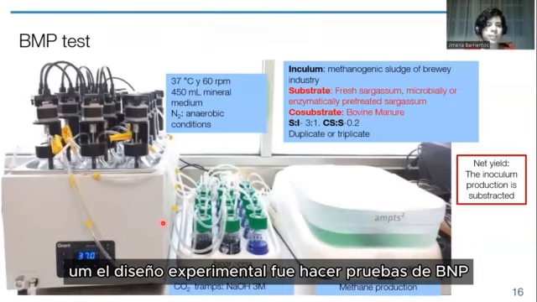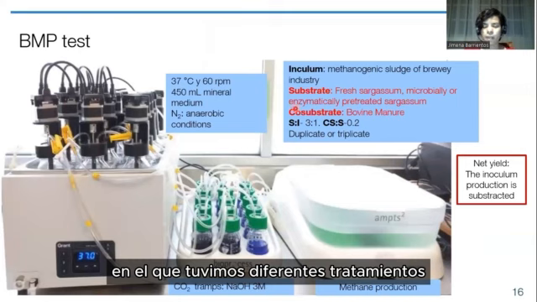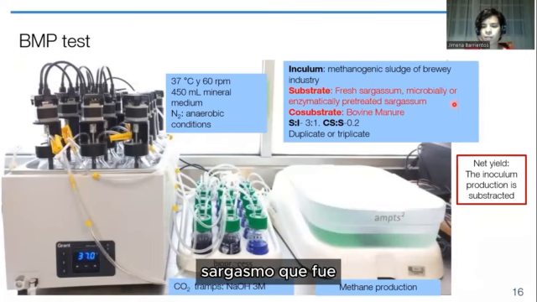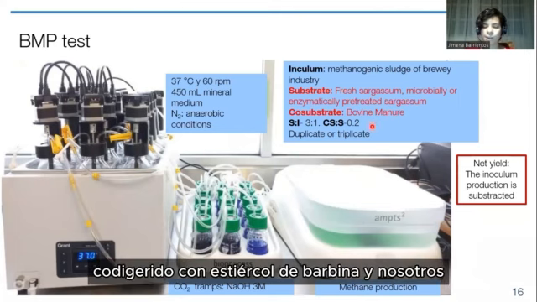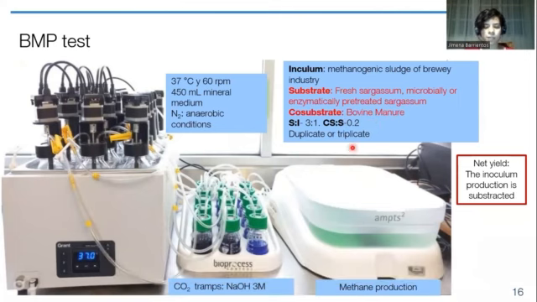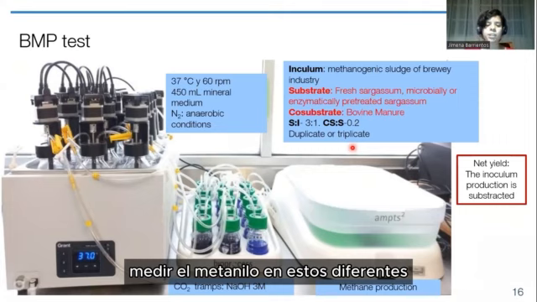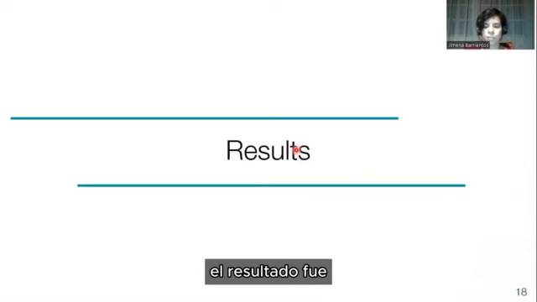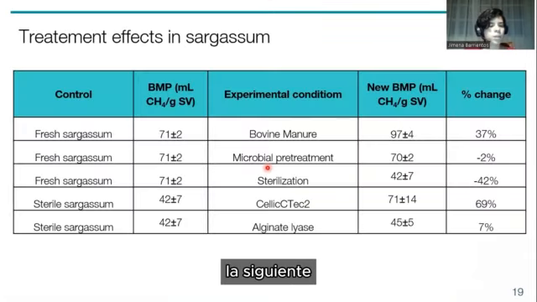The experimental design was to do BMP tests in which we had different treatments. We used fresh sargassum that was microbially or enzymatically pretreated and also co-digested with bovine manure, and we measured the methane yield in these different treatments. The results were the following.